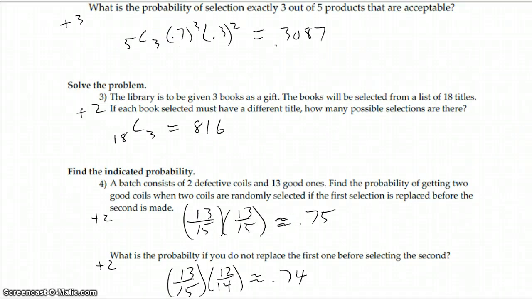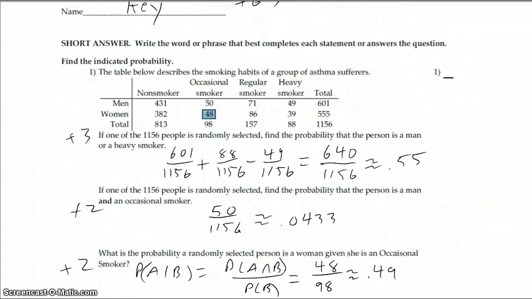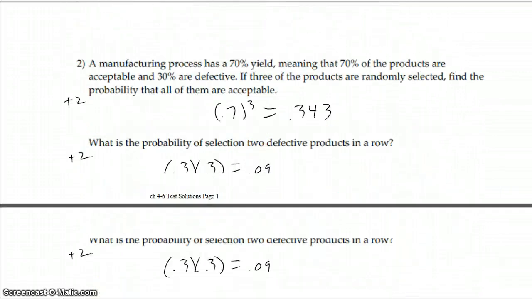On number 2, okay, here we go. Number 2, manufacturing process has 70% yield. That means 70% are good, 30% are bad. What's the probability that you would get 3 in a row that are good? So that's good and good and good. So it's 0.7 times 0.7 times 0.7, which is 0.7 to the third, which is 0.343.